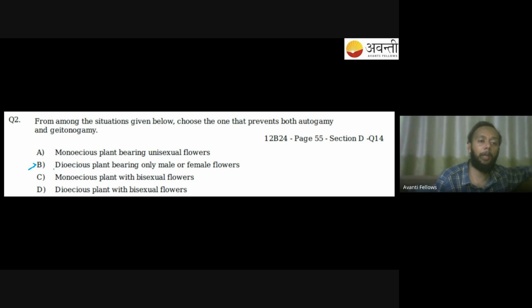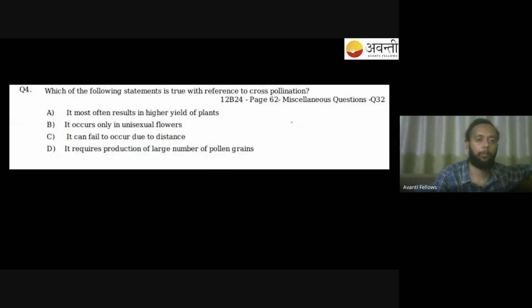If you have a dioecious plant, that means it will have either male or female flowers. That's it, bearing only male or female flowers. If you have this condition ना, इसका तो अभी अपने आंसर दिया भी था. So because of that, you will never find autogamy, and geitonogamy can be avoided. तो ये एक बात आपको यहाँ पे रखनी है याद.